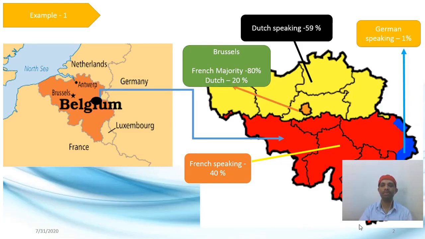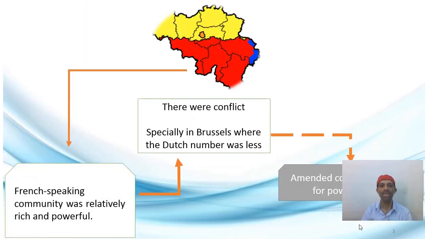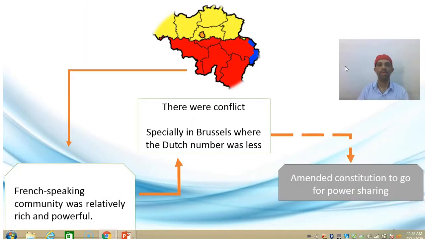So with this type of ethnic composition, the question arises in our mind, was there any conflict in Belgium? Or did they go for power sharing? The answer is yes, there was a sort of conflict in Belgium. The reason was the 40% French speaking community was actually rich and powerful. That was not liked by the majority Dutch.